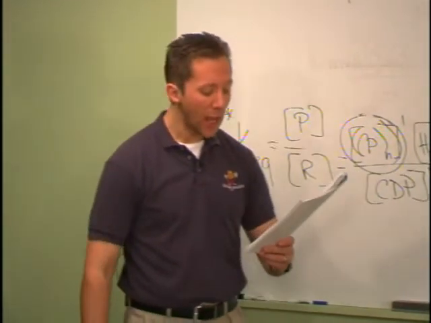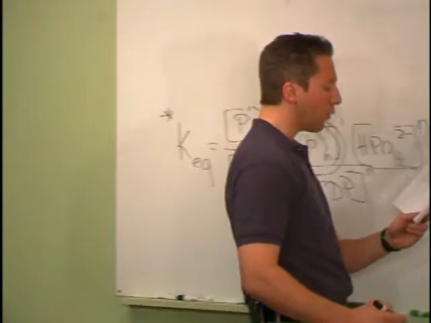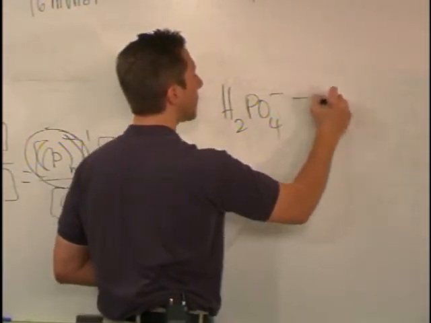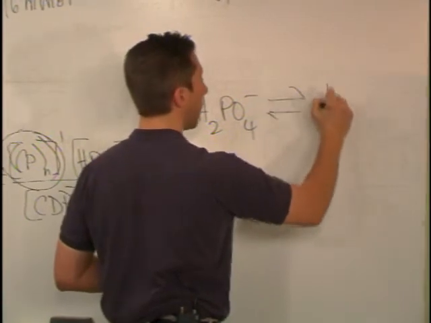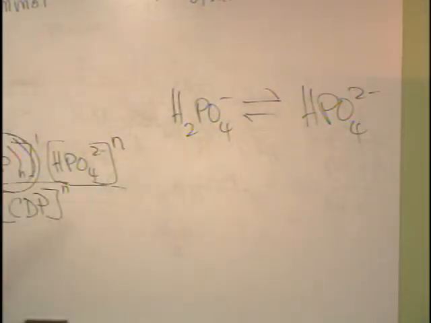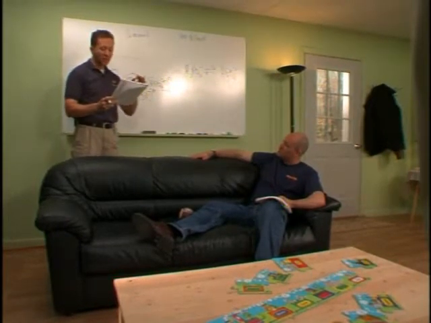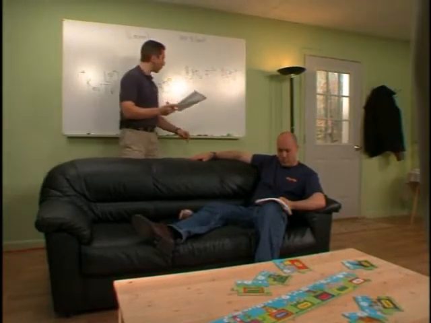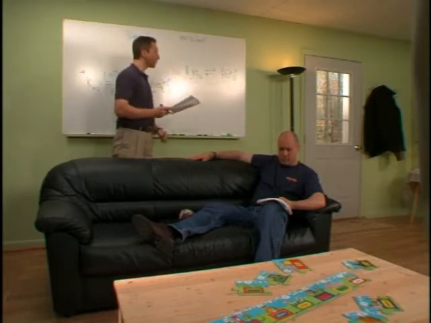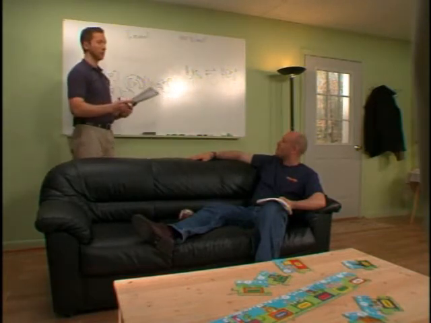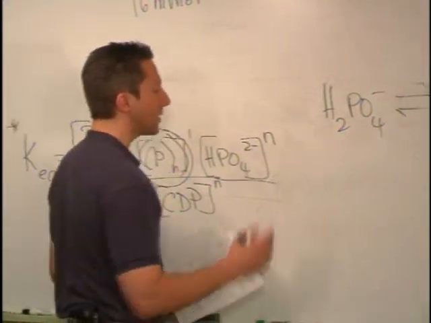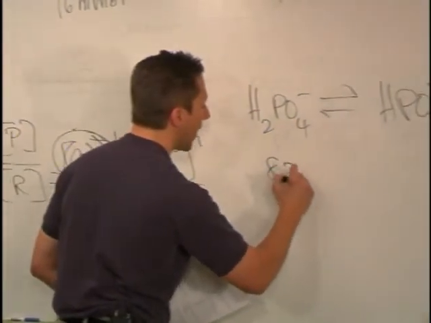32 says, the pKa for the dissociation of H2PO4 minus to HPO4 2 minus is 6.7. And the question asks, what is the initial ratio of HPO4 2 minus to H2PO4 minus in the buffer solution in experiment 1? Say that 100 times fast. Very difficult to say. In experiment 1, it tells us that the pH of the solution is 8.7.